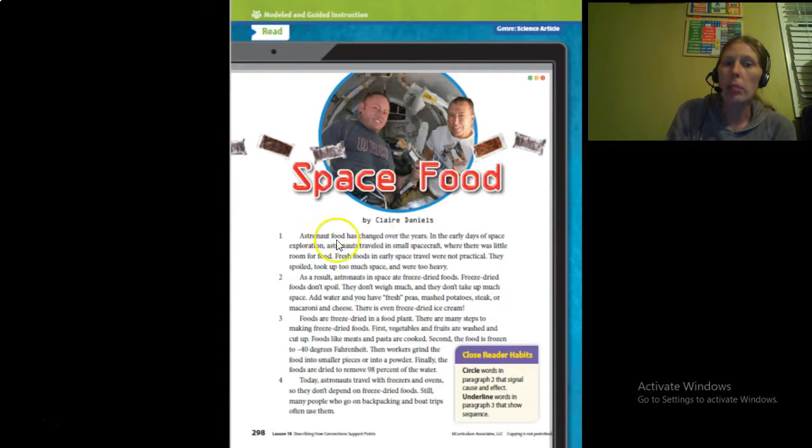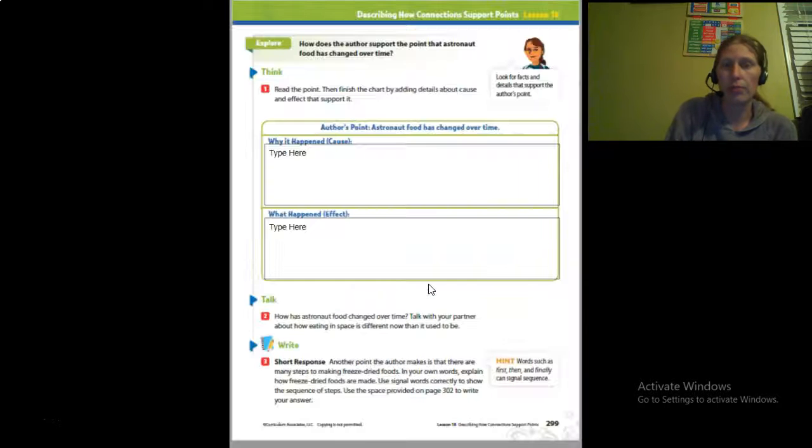I remember in the beginning we talked about how fresh food was sent in early space travel, but it was not practical. It spoiled and took up too much space and it was too heavy. So there are a lot of problems with the fresh food. And then what was the effect of that? We talked about this in the beginning. Because of that, as a result, they started to make freeze-dried food.